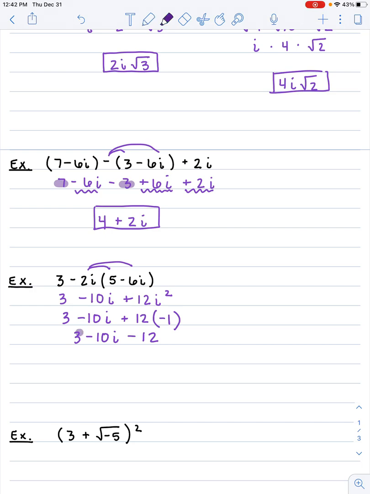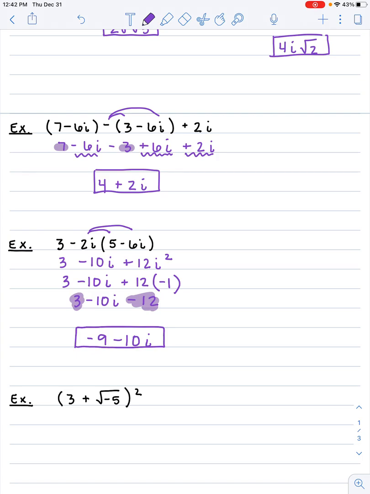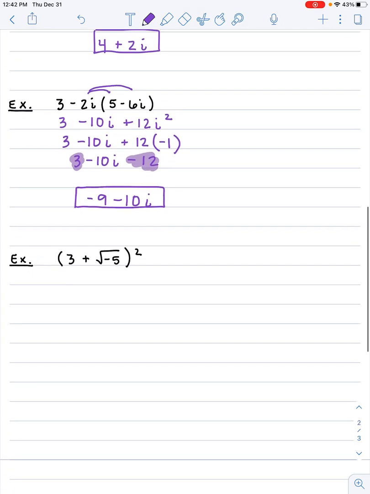I've got a 3 and a negative 12. 3 and negative 12 gives me negative 9 minus 10i. So when you see an i squared problem, you can reduce that down. All right, my final example here is (3 plus radical negative 5) squared. Looking at this first off, I know that when it says squared, we can write it out twice. So I can write it like this.